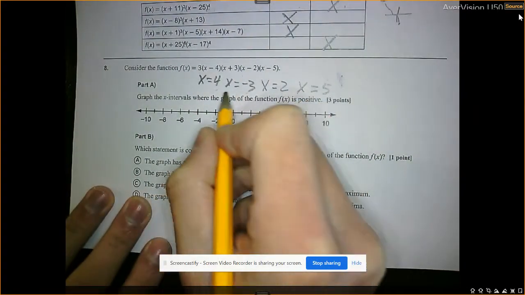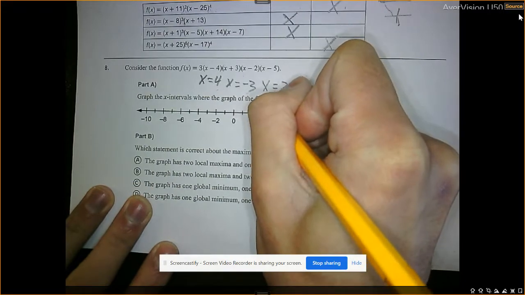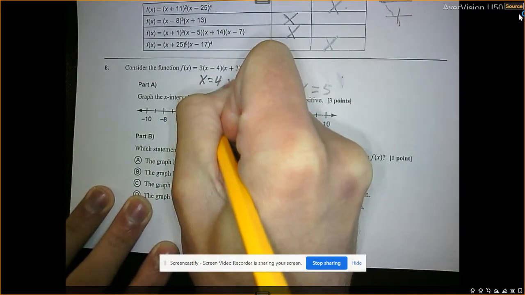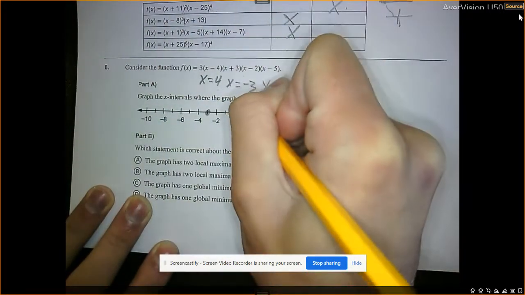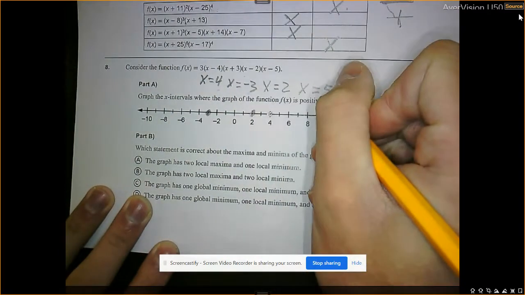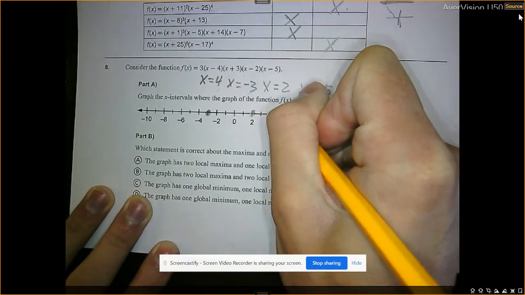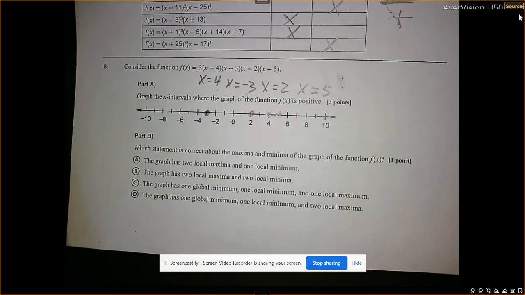So I can go and plot all these. I have x equals 4, I'm going to plot that. x equals -3, plot that. x equals 2, plot that. x equals 5, plot that. So I just plotted all my turning points. That's what I did there.